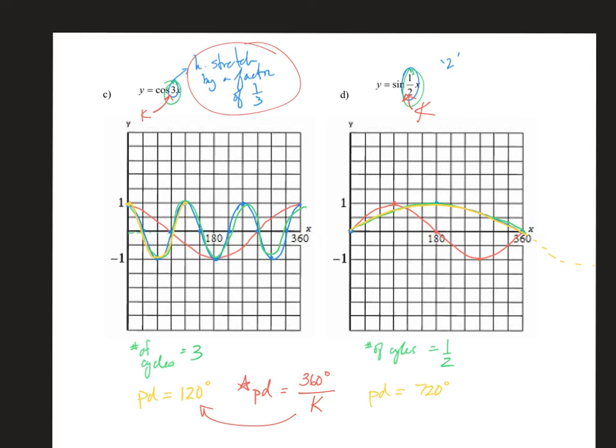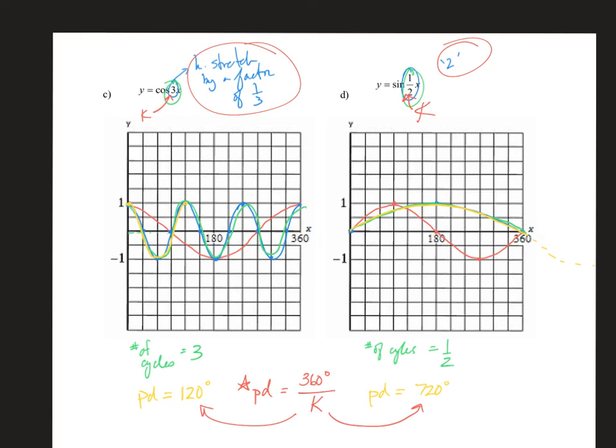If I take a look at the graph in D, I see the same feature. If I took 360 and I divided it by 1/2, then that gives me 720. And it confirms my transformation: having a 1/2 in there means that I'm going to have a horizontal stretch by a factor of 2, so what used to occur in 360 degrees will now need double that. It repeats in 720.